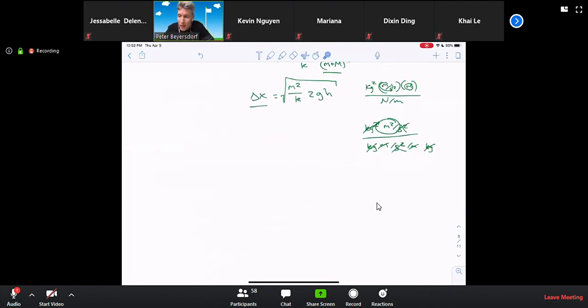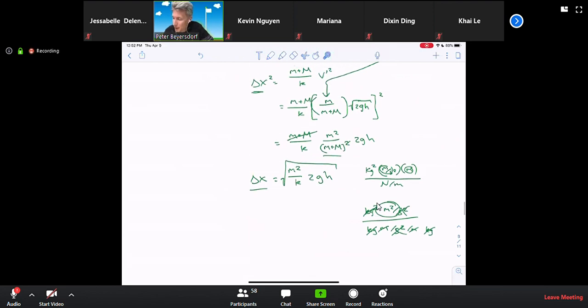What happened to the other m plus big M? So I think you're referring to, I had an m plus big M squared here. I had an m plus big M on the top, so I canceled off one of those factors.